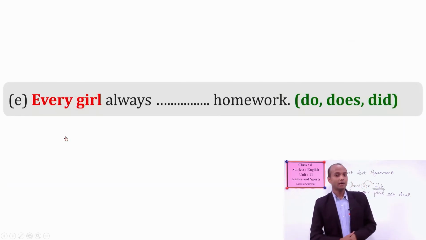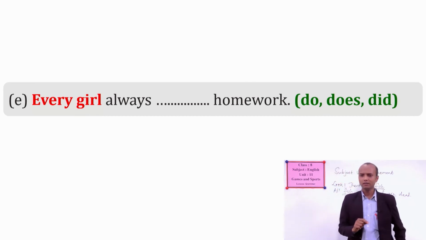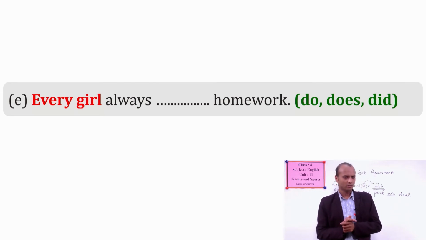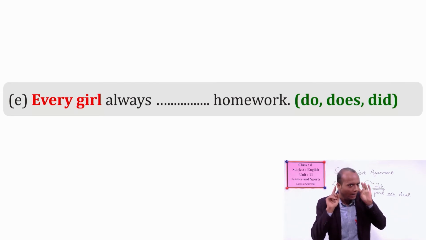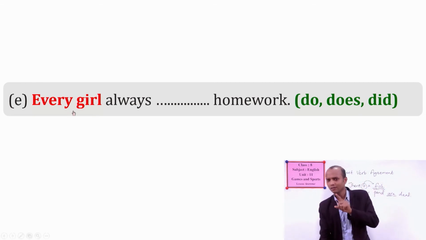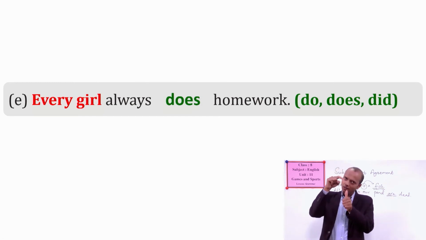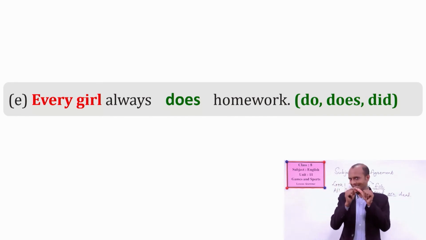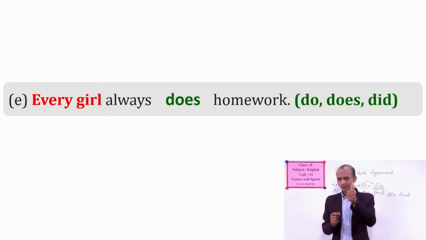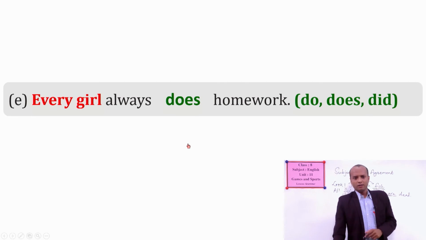Number E. Every girl always blank space homework. What are your options? Yes, do, does and did. Which is the right answer? Can you repeat it once? I just couldn't hear you. Yes, every girl always does. Why? Because every is an indefinite word that is taken as singular. Every, somebody, someone, etc. are taken as one. Okay, let me move on to the next.